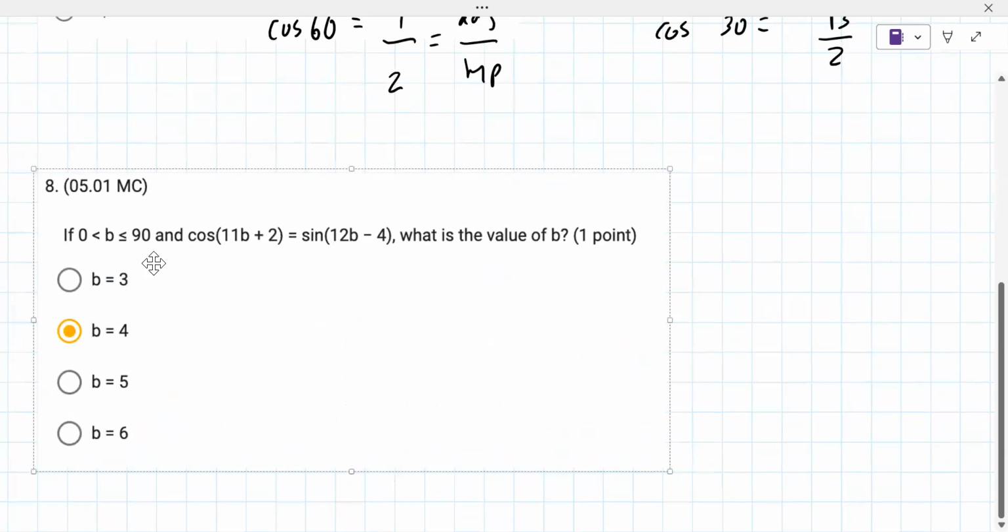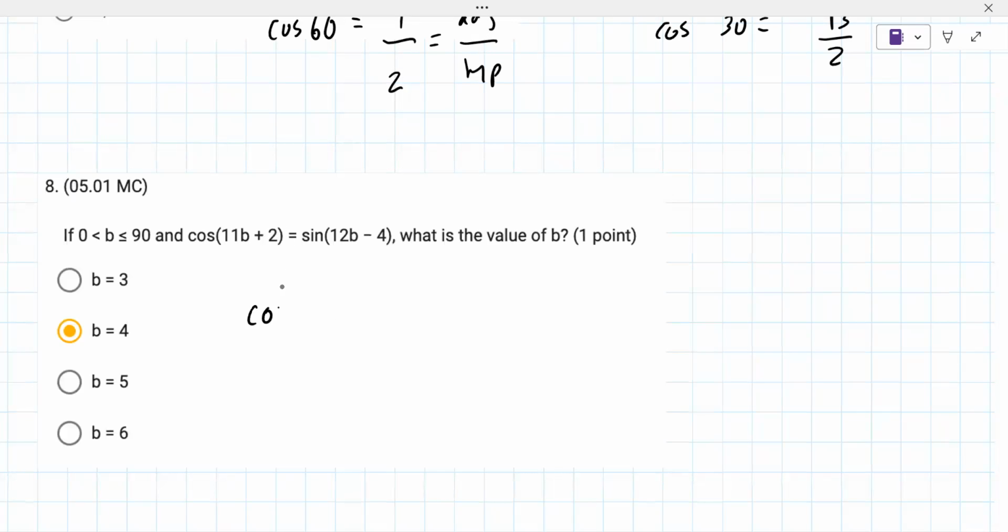All right, if 0 is less than b is less than 90, and cosine of 11b plus 12 equals sine of b minus 4, what is the value of b? So there are these cofunctions. The way cofunctions work is, for example, the cosine of theta is equal to sine of 90 minus theta. But I don't think that's what this is wanting you to do.